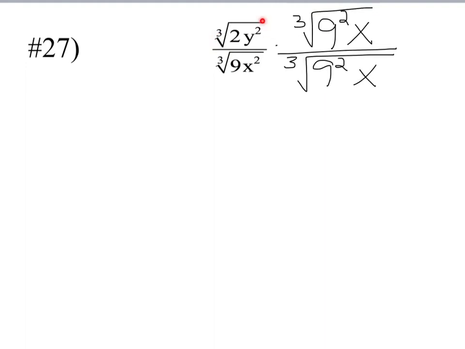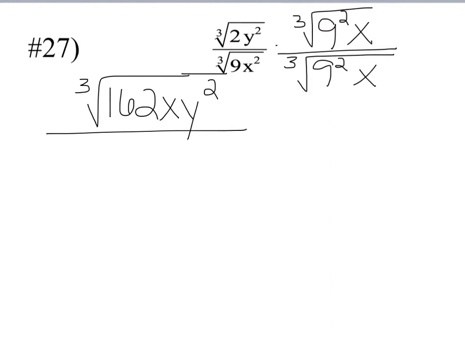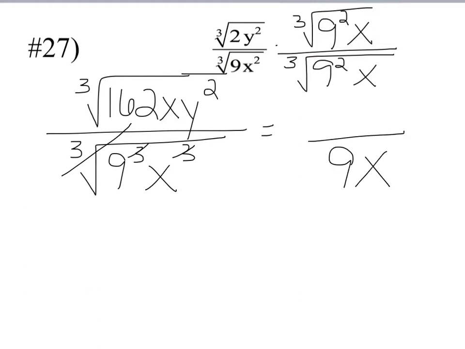Okay, let's multiply our numerators. So it's the cube root of 2 times 9 squared. Well, 9 squared is 81. 81 times 2 is 162. x y squared, all over the cube root. I've got 3 9s, 1, 2, 3, of 9 cubed, and I've got 3 x's, 1, 2, 3. So x cubed. So down here, my cubed and my cubes cancel, leaving you just 9x.